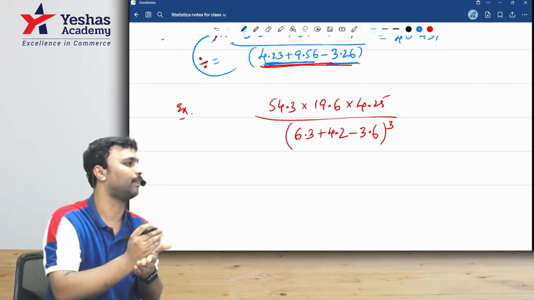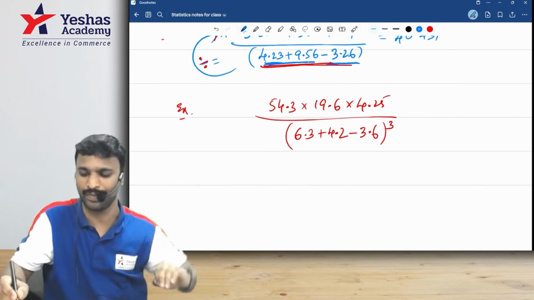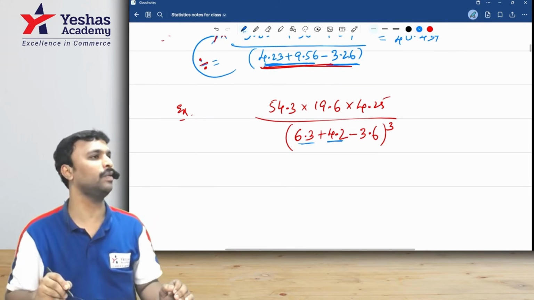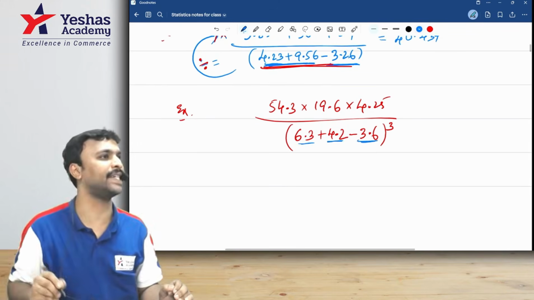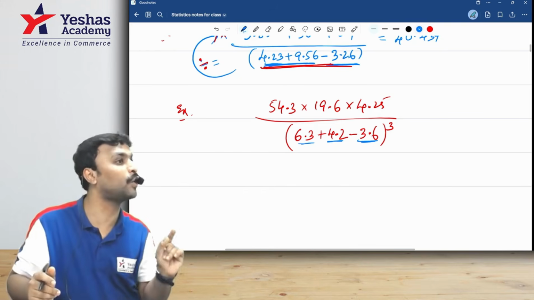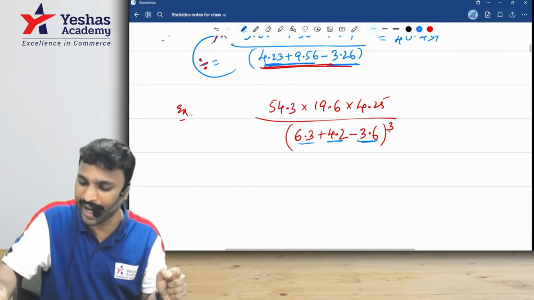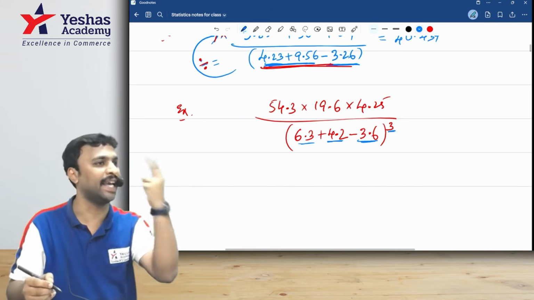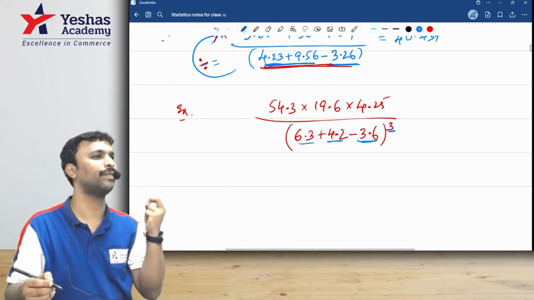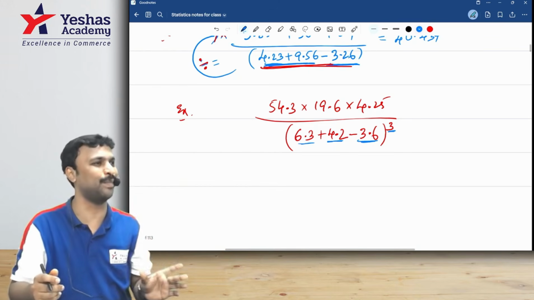Solve what first? Denominator. Everybody, how do you solve the denominator? 6.3 plus 4.2 minus 3.6. Can you keep the counter reference for this? Now, what to do? Into equal how many times? Why? Power is 3, so equal 2 times. Why can we not keep the counter reference? Because the base is not a single number, more than one number is there.